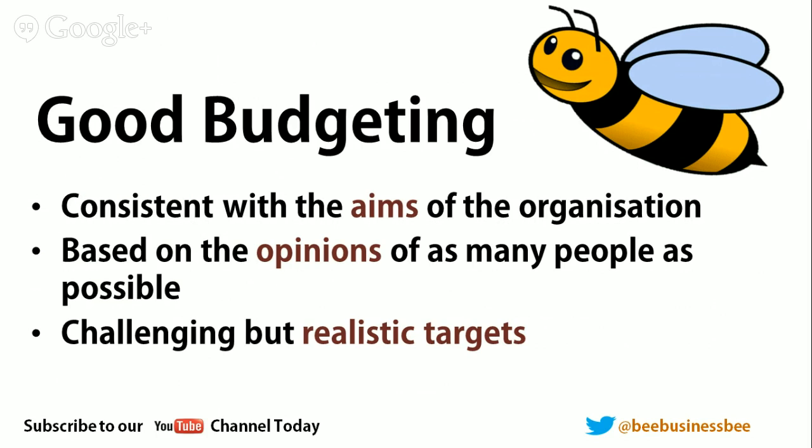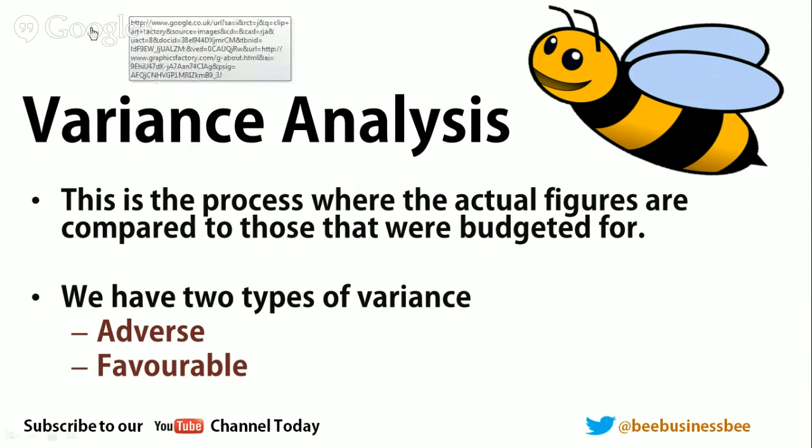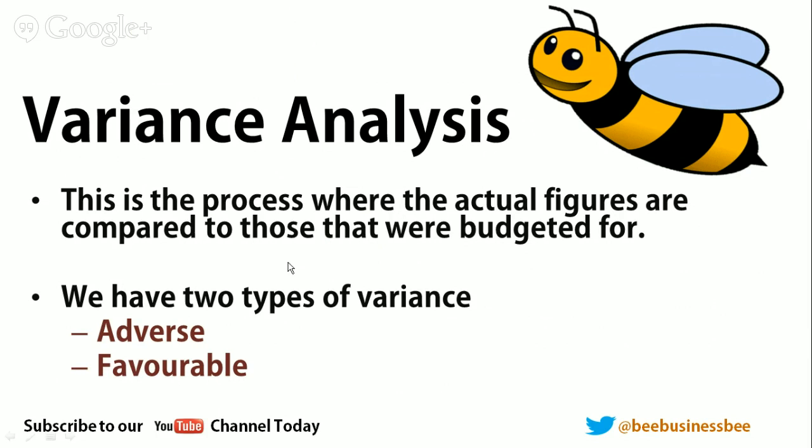Now, within your budget analysis, you're meant to know about this thing called variance, and you could be asked to calculate this. Now, variance analysis is where the actual figures are compared to those that were budgeted for. So you are comparing your figures. You will have 2 types of variance. You will have what's known as an adverse variance and a favourable variance. So if we go into more detail now and look at what these mean, hopefully you'll understand them.